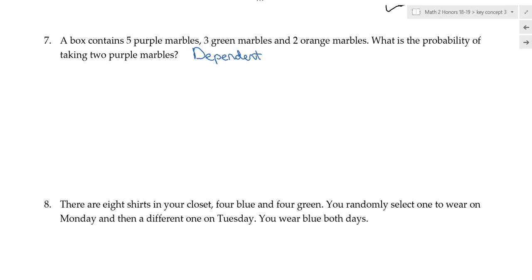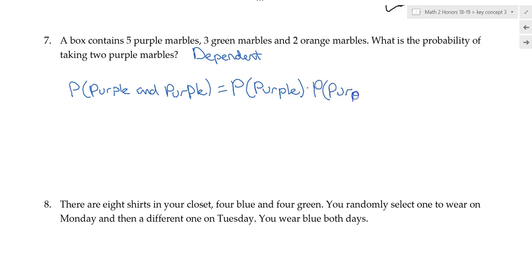So a box contains 5 purple. So I'm doing purple and purple, right? That's what this means. So the dependent is the probability of purple times the probability of purple given purple. I would not want to say this like 5 times fast. Lots of P's. Okay, the probability of purple. I haven't done anything yet. So I have 5 purple marbles out of 5 plus 3 plus 2 is 10.